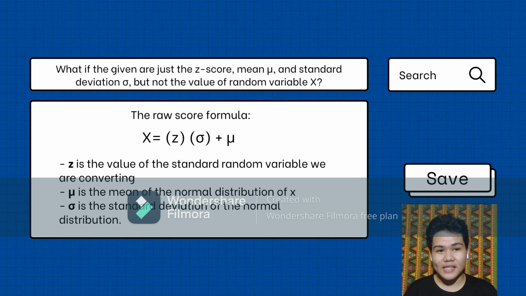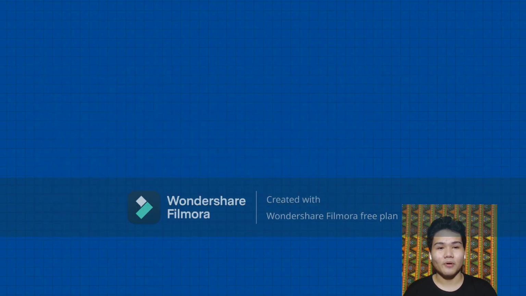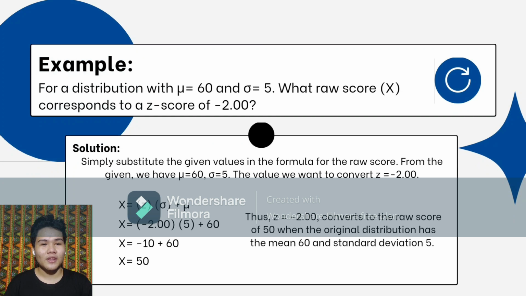X equals z multiplied by the standard deviation plus mean, wherein z is the value of the standard random variable we are converting. Mean mu is the mean of the normal distribution of x. Standard deviation is the standard deviation of the normal distribution. Example: for a distribution with a mean 60 and the standard deviation of 5, what raw score of x corresponds to the z-score of negative 2.00?